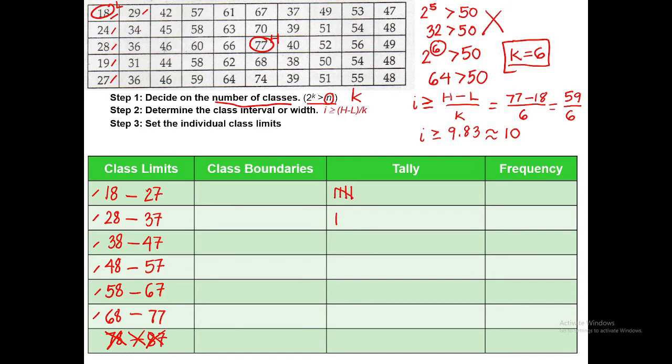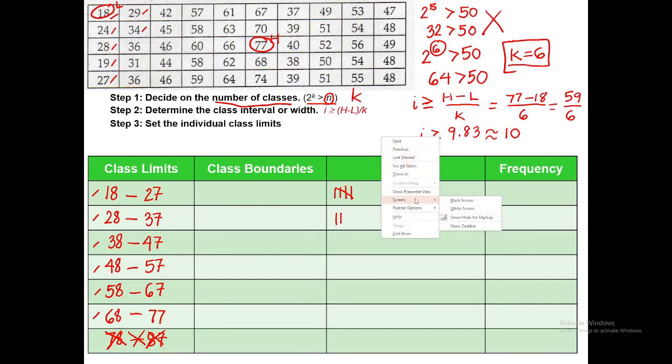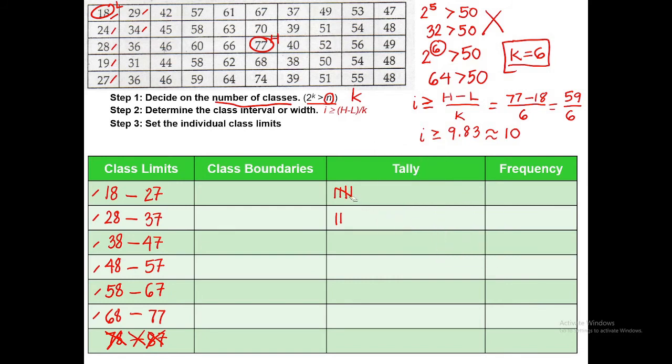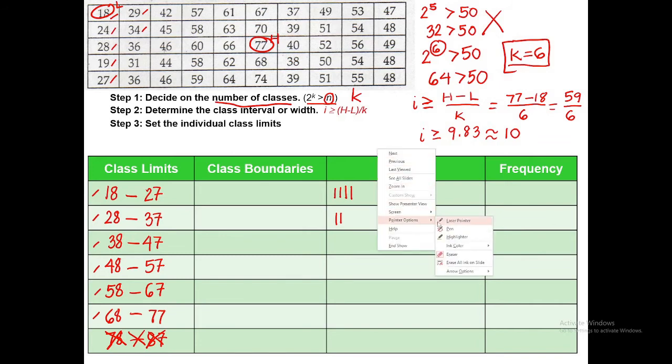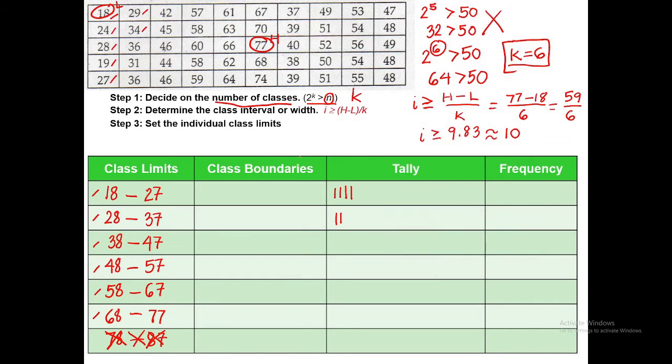You tell me whether I have tallied it wrongly. Probably Sir made a mistake. Okay, there you go. Sir made a mistake there. We will erase the 29 that Sir tallied. This is it. That is where I tallied it. Am I correct, Section Galileo? Then I have tallied my 29 over here, right?